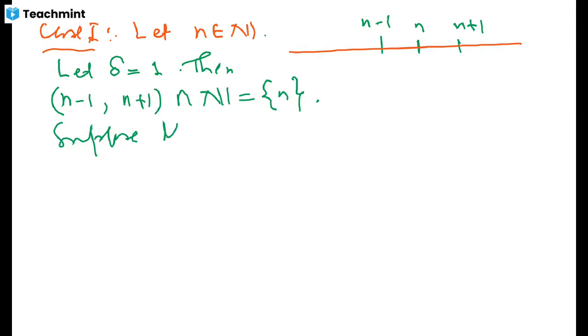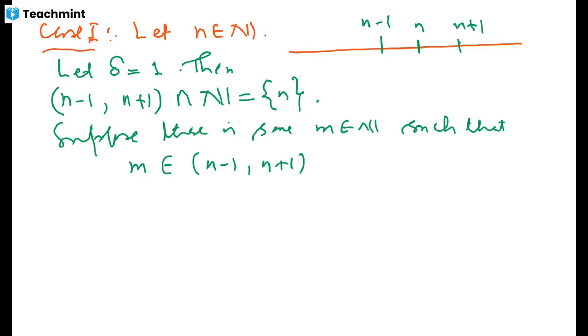Suppose there is some m in the natural numbers such that m belongs to (n minus 1, n plus 1). It clearly means that n minus 1 is less than m, and m is less than n plus 1. Look at here, your elementary understanding of the natural numbers says something. How can you sum up this thing?